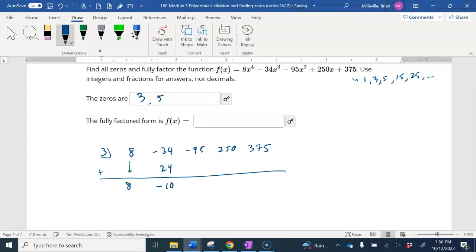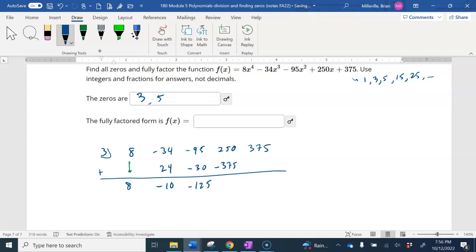Add, we get negative 10. Multiply 3 times negative 10, we're going to get negative 30. Adding that together, we're going to get negative 125. If we multiply 3 times negative 125, we're going to get negative 375, if I'm doing my arithmetic correctly. Just check that quick. Yep, we're good there.